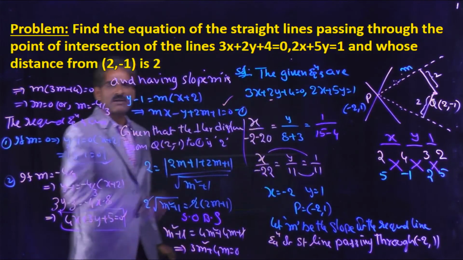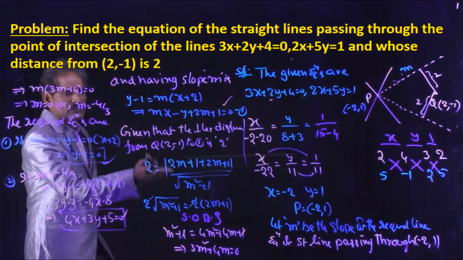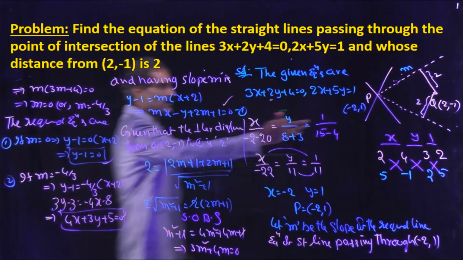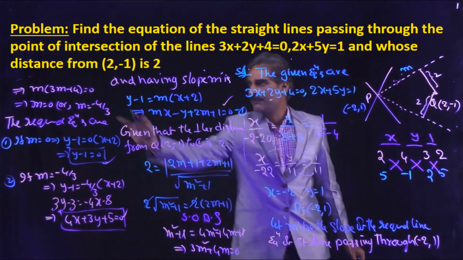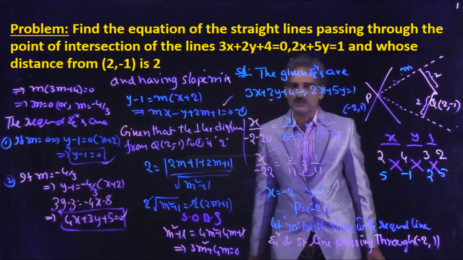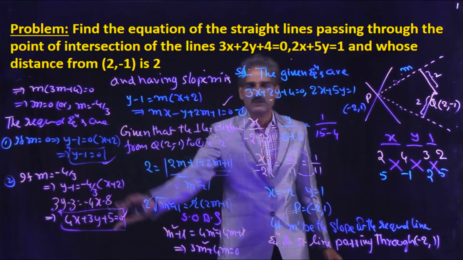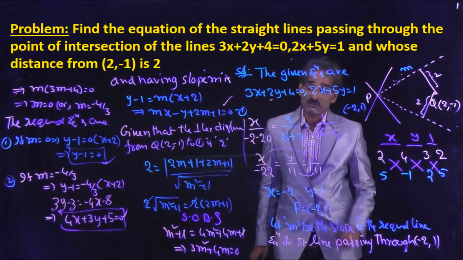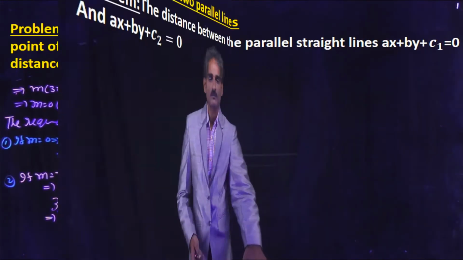Here the unknown is m. We want to find m with the help of the distance formula. Just take distance equal to 2 units from this point to the required line. So here we are getting two values for m. One is 0 and another one is minus 4 by 3. So with the help of m values from equation 1 we will get two equations. This is very important from the 7 marks point of view in IP.